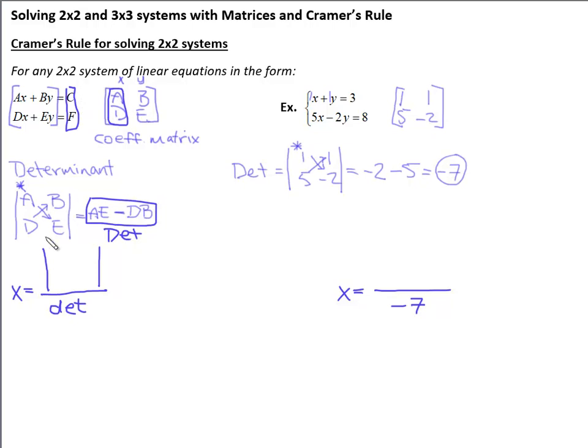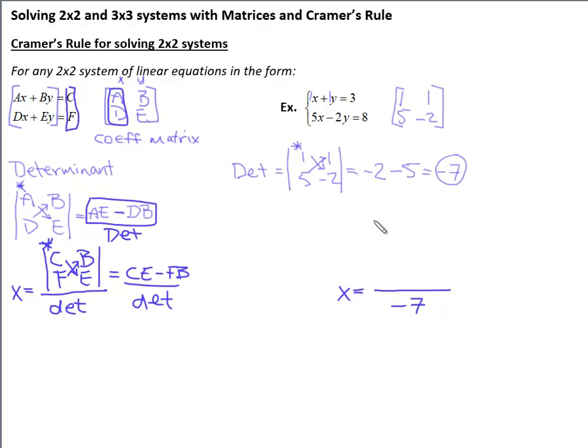So in place of my x column, instead of a and d, we're going to write c and f, those numbers. And then the y column stays the same, b and e. And we do our determinant with this. Okay, so starting in the top left, you would do c times e, which would be ce, minus b times f, or f times b. And that's over my determinant. And this fraction gives me my answer for x.